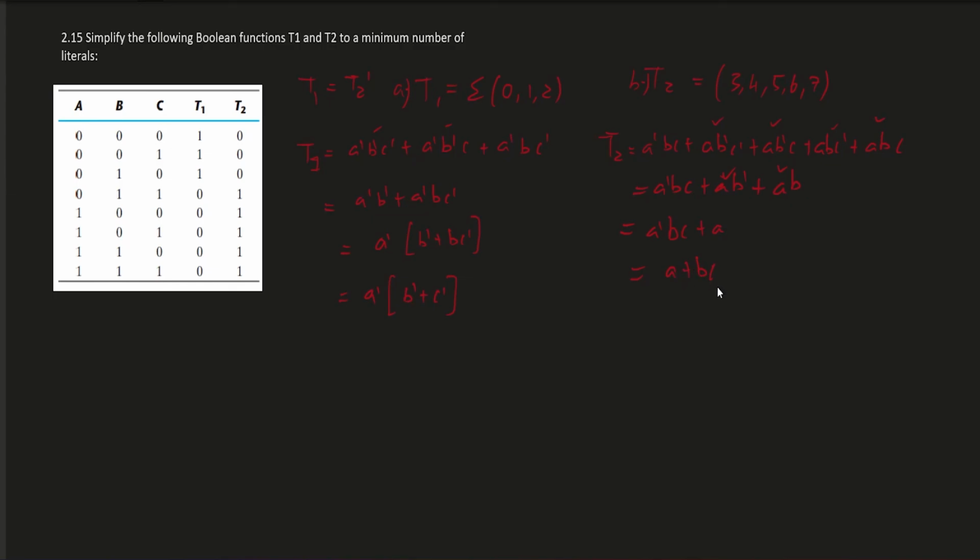Okay. So now we can also prove that T1 is equal to T2 bar. It's unnecessary, but we can just prove it. So T2 is a plus b c. The whole bar will give, applying De Morgan's theorem, a bar into b c the whole bar, which is a bar into b bar plus c bar, which is T1. Thus we have proved it.